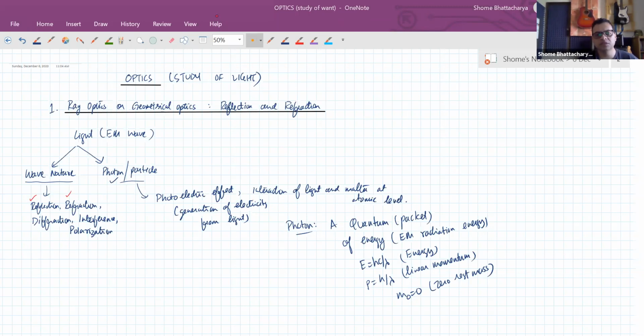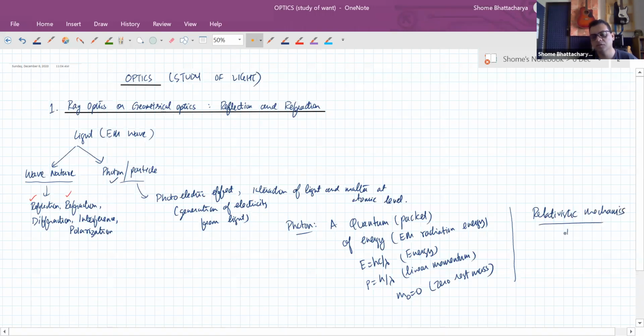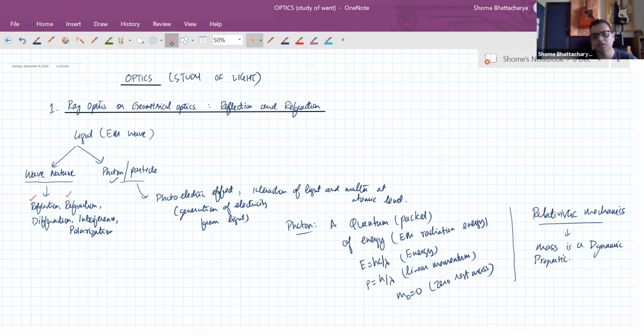Zero rest mass means they are packets of energy which do not have any mass. Rest mass is a term that comes from relativity. In relativistic mechanics, mass in general is a dynamic property. That means mass depends on motion, which is something very different to what we understand in classical mechanics.